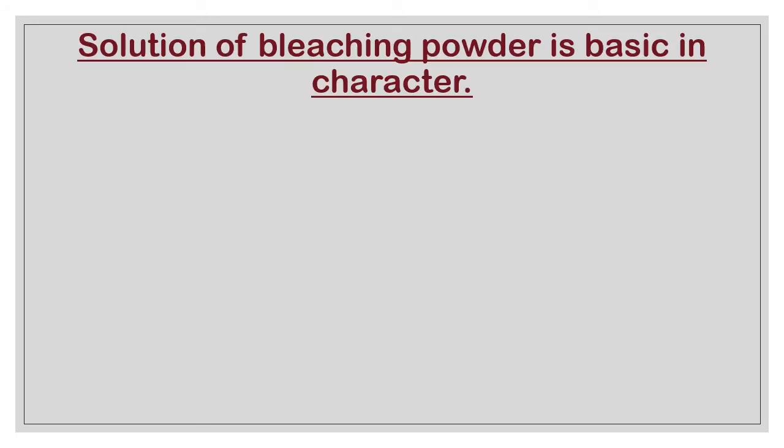Now, the solution of bleaching powder is basic in character. This is the most important property of bleaching powder. Why? Bleaching powder in water behaves like a base. Why does it have an alkaline nature, a basic character? The reason is that a strong base is formed when bleaching powder is put in water. Let us see chemically.